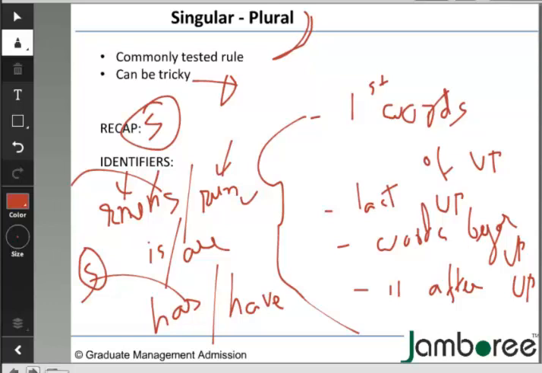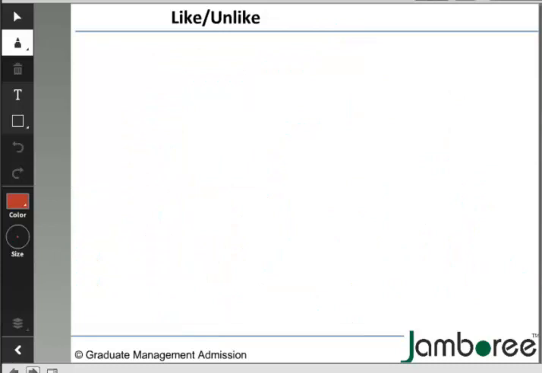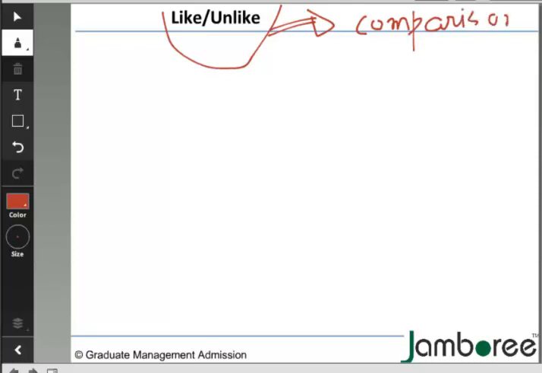Okay, so moving on, now that we are done with the concept of singular, plural, and the identifiers, everybody remember the identifiers. Now we talk about another thing called like, unlike. It's a type of parallelism, but not necessarily. It's for comparison. Instead of like, unlike, it can be in contrast with, in comparison to, anything that is used to compare things. So for this also there is a rule. I'm going to discuss the concepts of these two rules first, and then we'll jump into the questions.